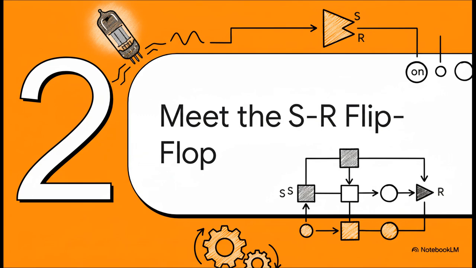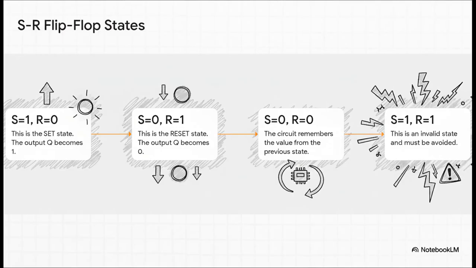So let's start with the OG, the simplest version of this idea that was cooked up right at the dawn of computing, the set-reset or SR flip-flop. Okay, so how does it work? It's pretty straightforward. If we send a little pulse to the set input, the output Q becomes a 1. If we send a pulse to reset, the output becomes 0. Simple enough, right? And what if both inputs are 0? Well, the circuit just holds on to whatever state it was in last.